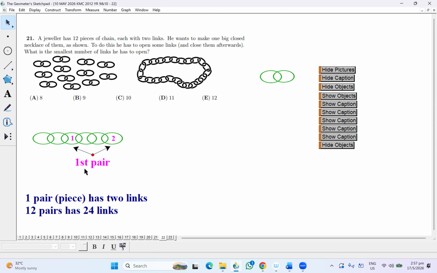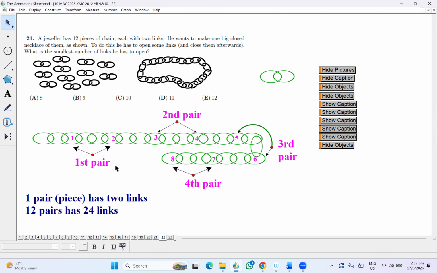So this is the first pair. You break one piece to get two open links. Then they continue to join two more, and then open the second pair. Two more, and then from the second pair, two links. And then the third pair, links 5 and 6. And then two more, links 7 and 8. Link 8 opens to join to the front.